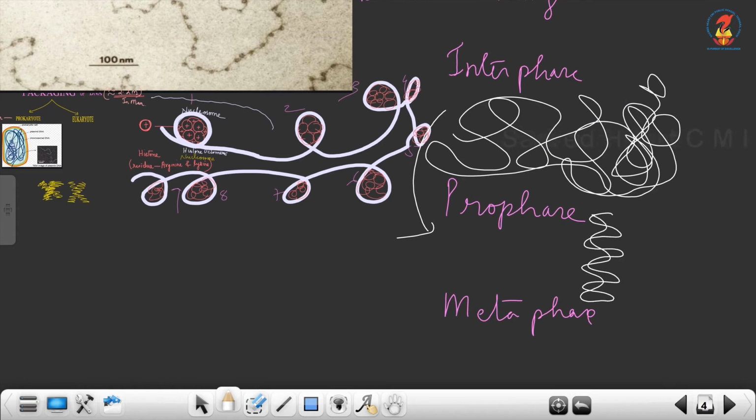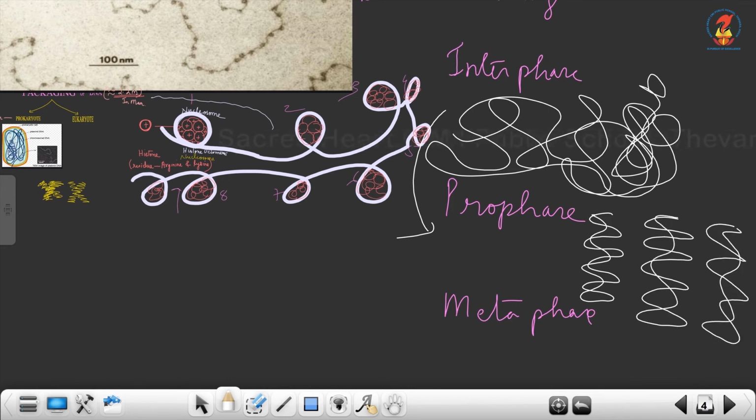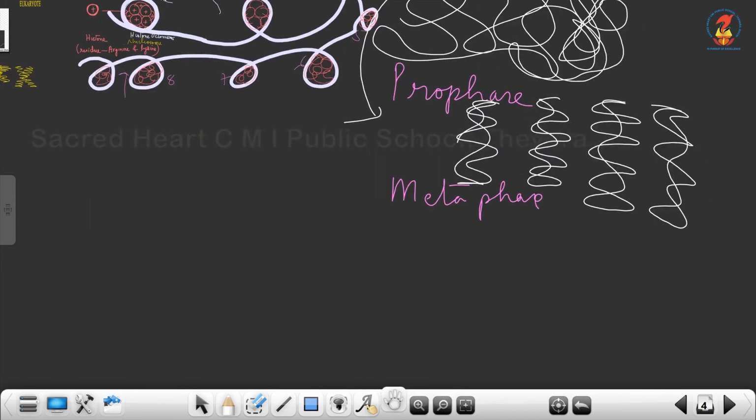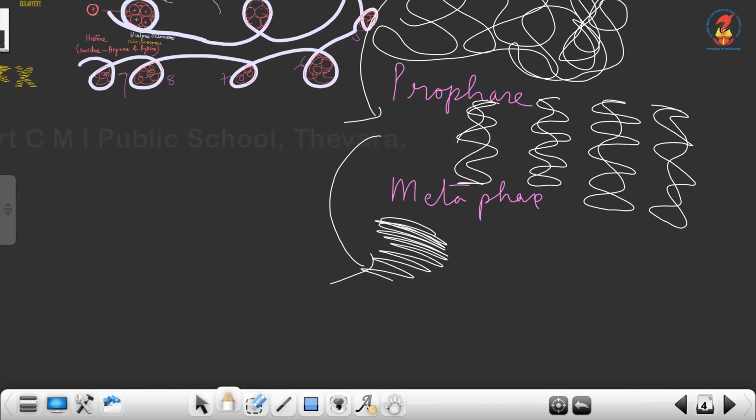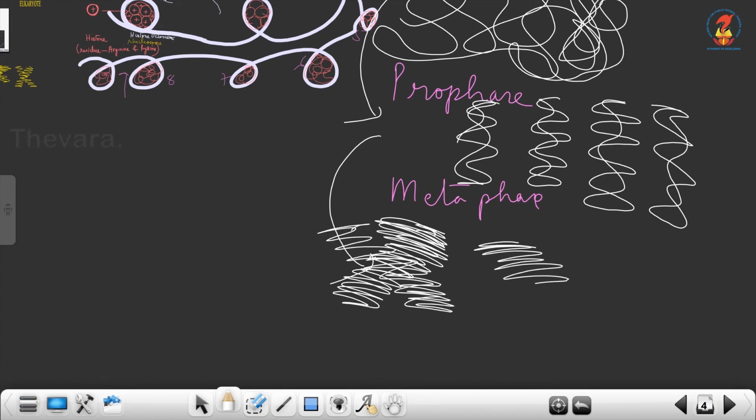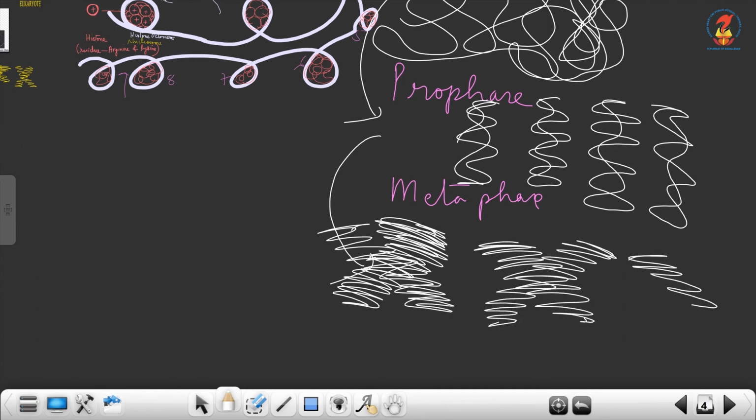Actually, suppose there were 4 chromosomes, you can see 4 rods. Again in metaphase what is happening? Further condensation is occurring, to form that X-shaped structure, further condensation, to form the X-shaped structure.